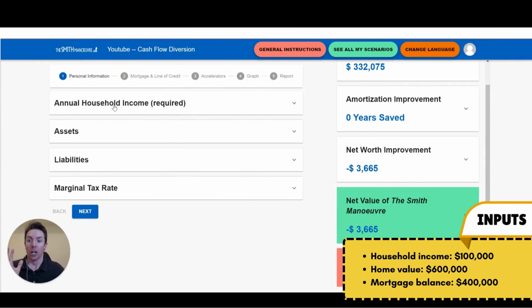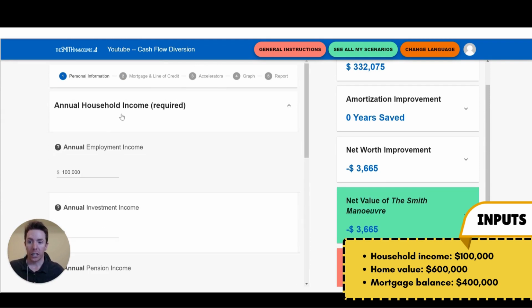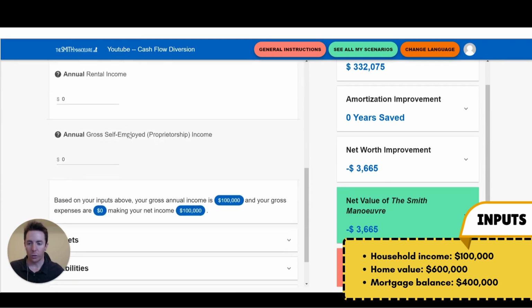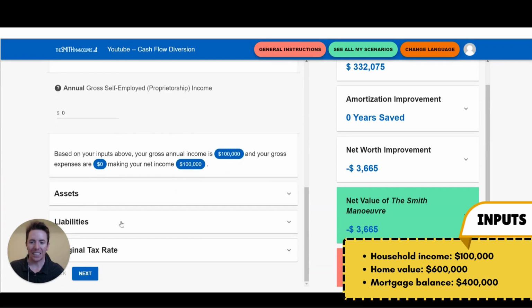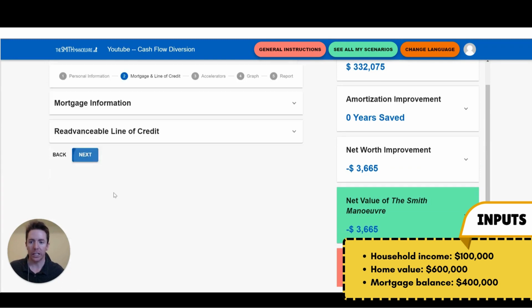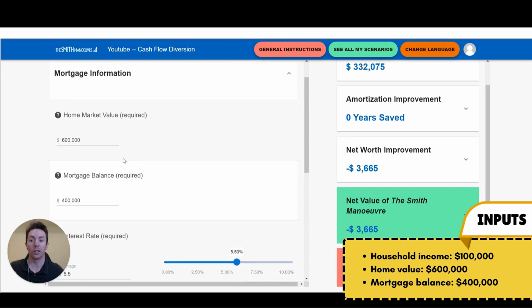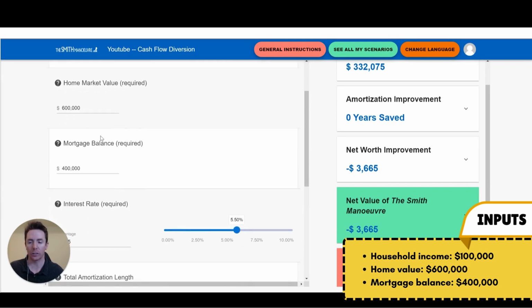Say, all our normal inputs, $100,000 income like we normally do. We've got zero other rental income, all that kind of stuff. We've got some assets, we've got some liabilities, we've got our marginal tax rate in there. We've got our mortgage amount of $400,000 on a $600,000 property.